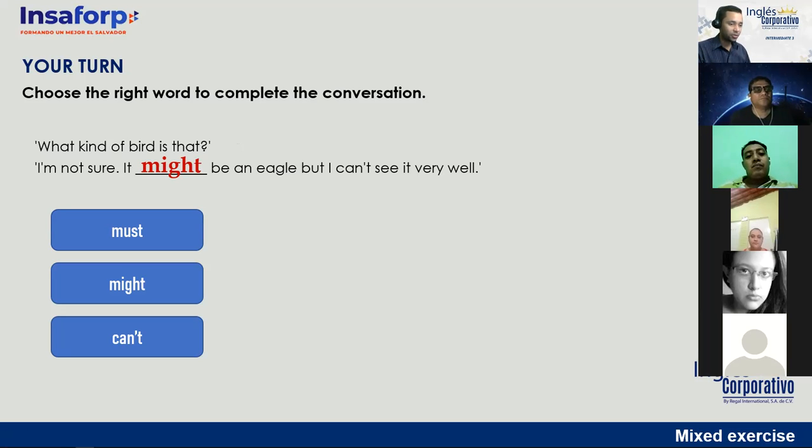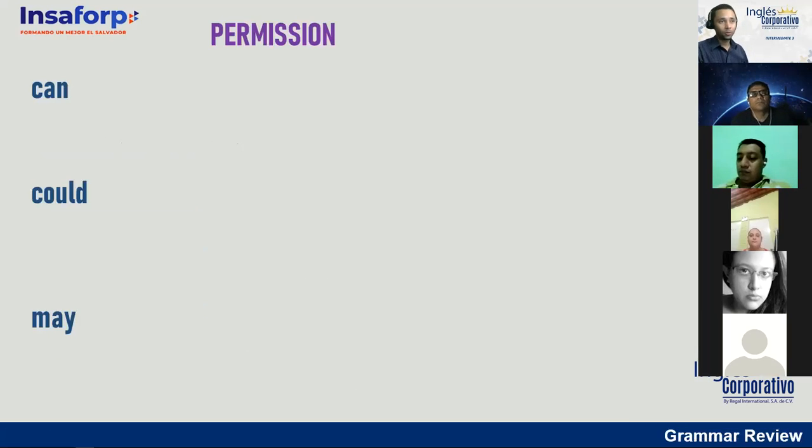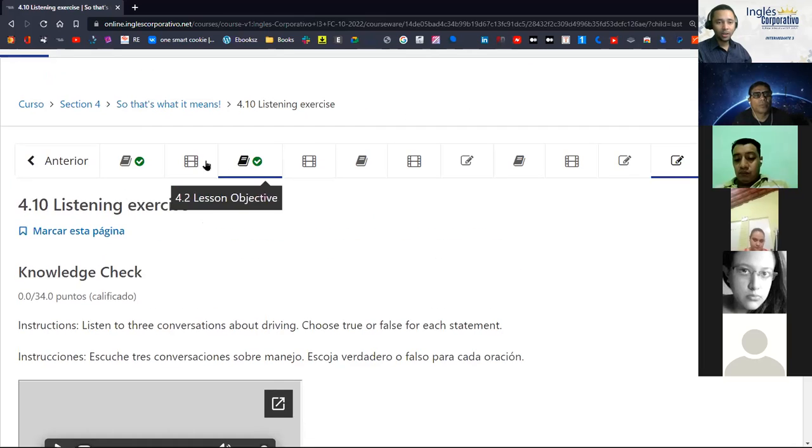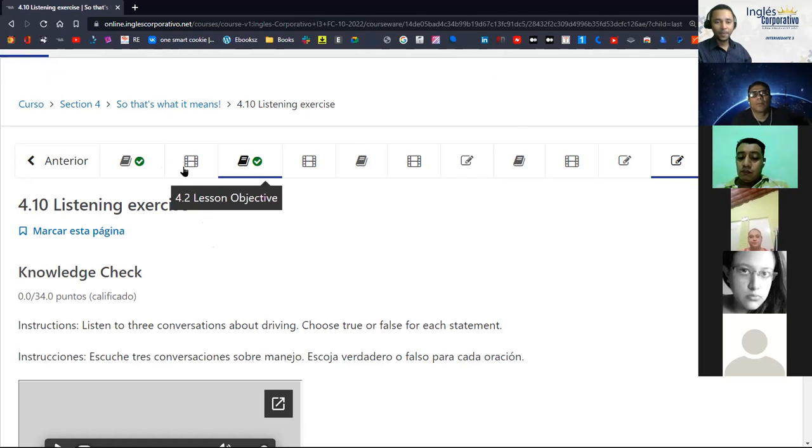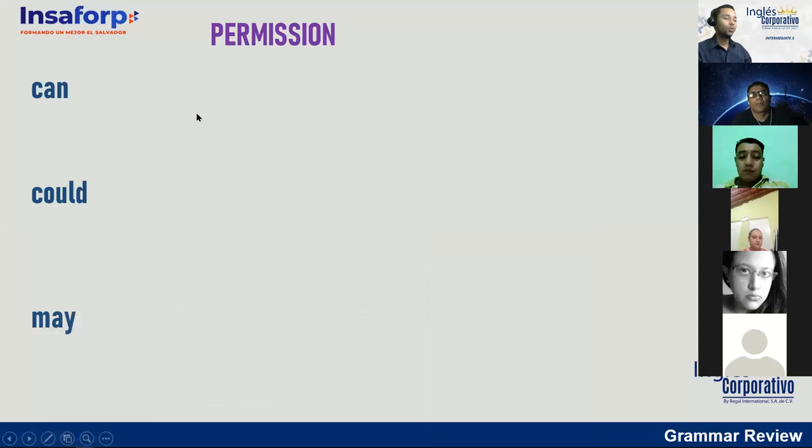Okay, we have about, say, 10 minutes. So, we're going to have a review of the models, okay? Because we're finishing the unit or the section, which is section 4 in the platform. By the way, speaking of the platform, I want everybody to complete all the exercises in the platform up to 4.10. Tendríamos que ir ya para finalizar esta clase hasta el 4.10, que es un listening exercise. Hasta ahí, para no atrasarnos, tenemos que haber completado. So, let's take a look.